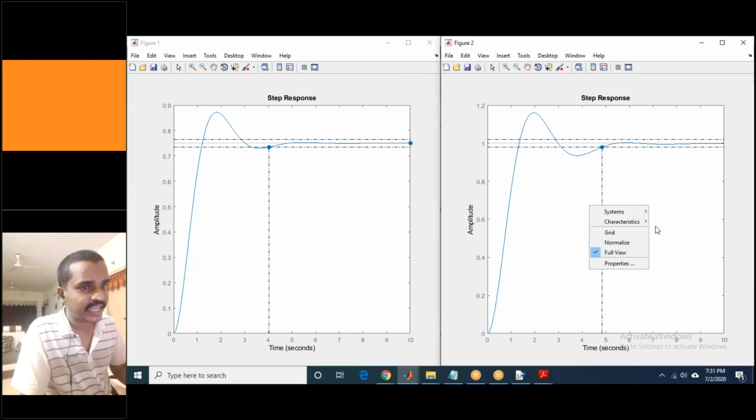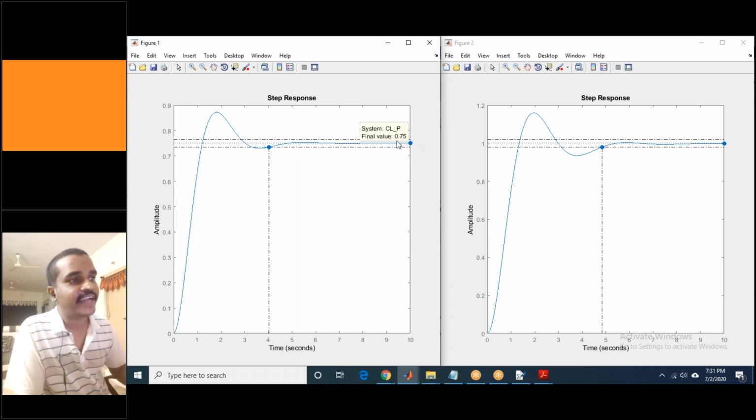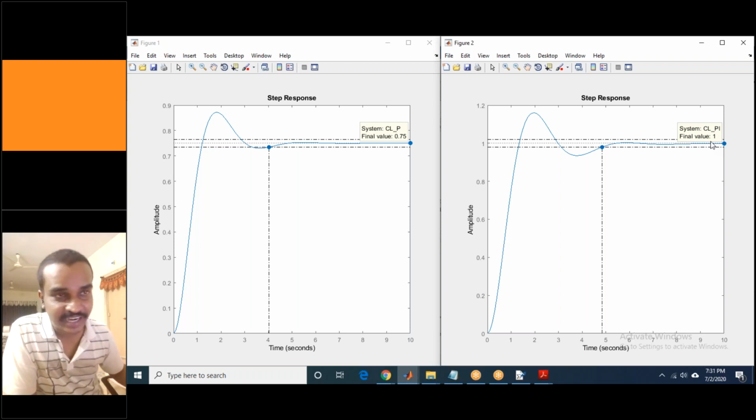I'm interested in settling time and other things, and steady state error. So you can see here what I have shown. The final value is 0.75, but what I want is 1. So what does this mean? This means that there is a steady state error of 0.25, or 25%. And you can see here that this is a PI controller. The final value has gone to 1.